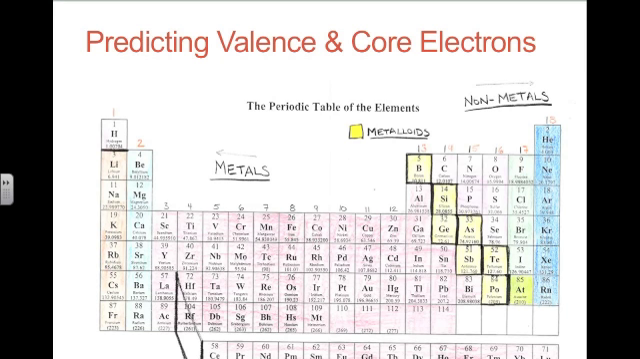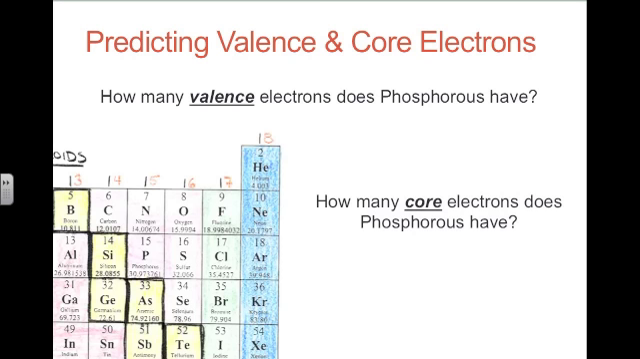When we want to predict the valence electrons and the core electrons, we can use the periodic table as a really helpful tool. Not only is it helpful in determining metals versus nonmetals, and in looking at the atomic number to see the protons and the electrons, but we can use the organization of the table to predict, number one, how many different shells of electrons there are going to be, and number two, how many valence electrons exist for a certain element.